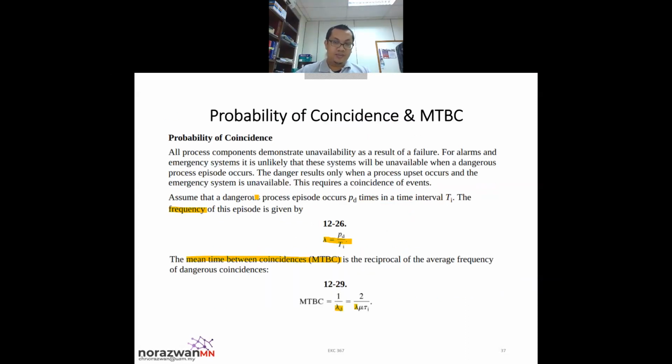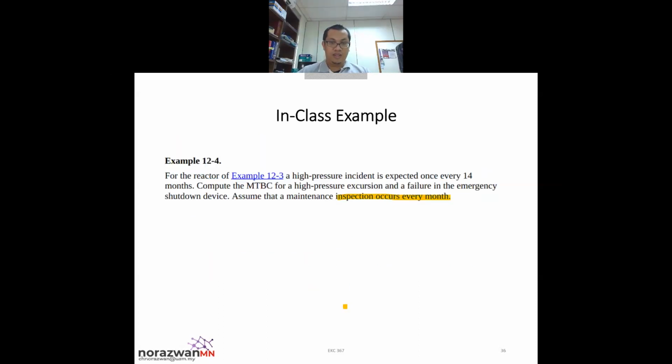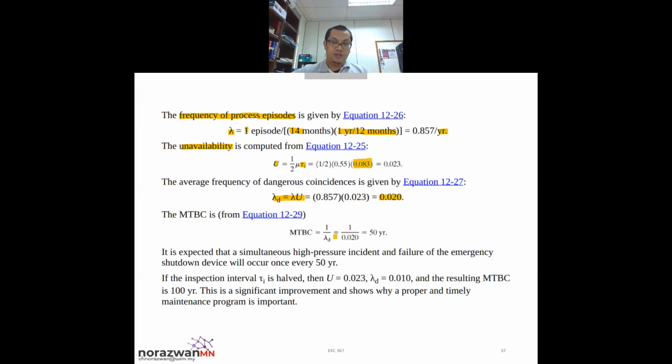Therefore, your MTBC is 1 over lambda d, which is 1 over 0.02. Your MTBC is 50 years. Your mean time between coincidence is 50 years. So the conclusion is that a simultaneous high pressure incident and failure of the emergency shutdown device is expected to occur once every 50 years.